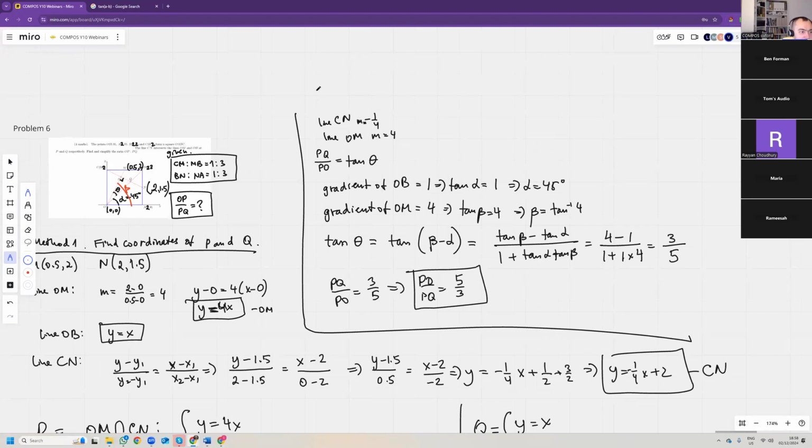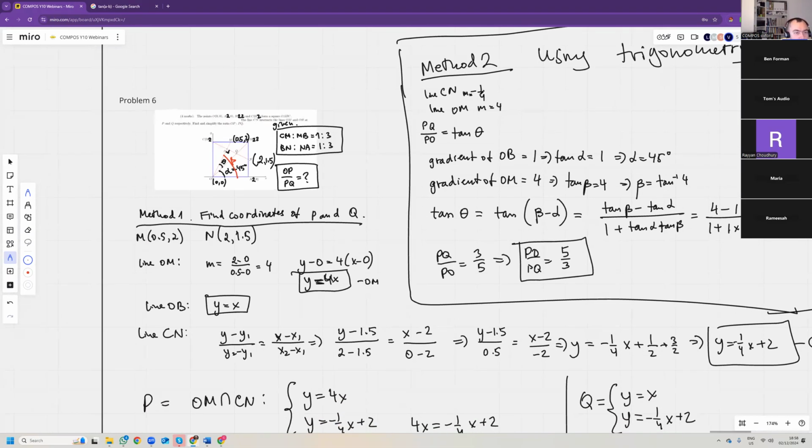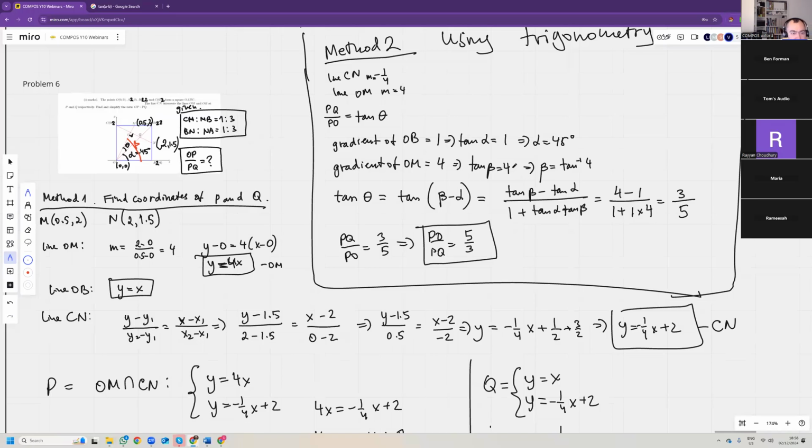So, method 2, using trigonometry. Gradient is minus 1/4. This is 4. So that means that they're perpendicular. So the gradient is PQ over PO. That's this angle. This is 4. This is 1. I definitely haven't made a mistake here.